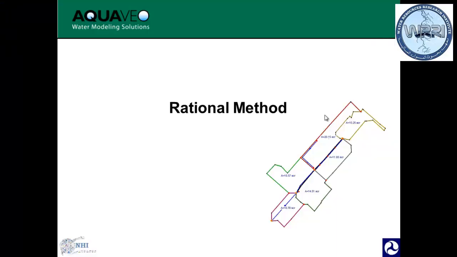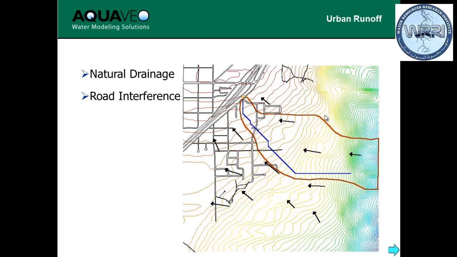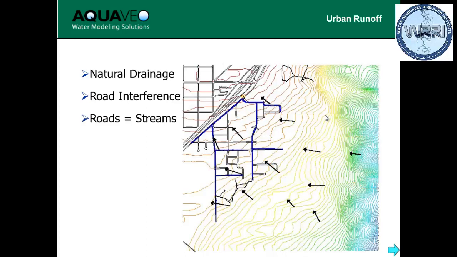So the rational method is a very simple model. We've already discussed this, where you have drainage something like this. And if you have a bunch of streets, and the streets have curbs and inlets and things like that, the streets end up capturing the water that runs across the streets, and they end up going to this outlet point.